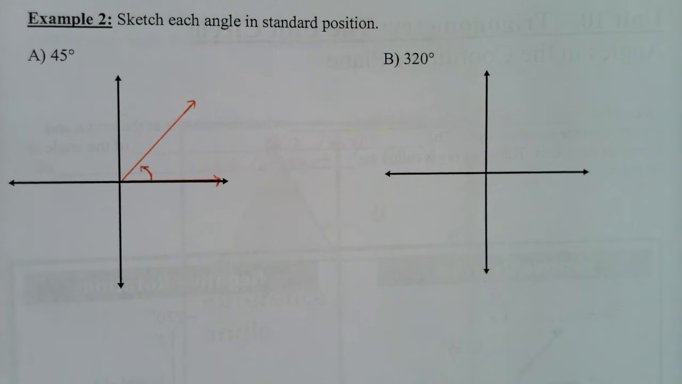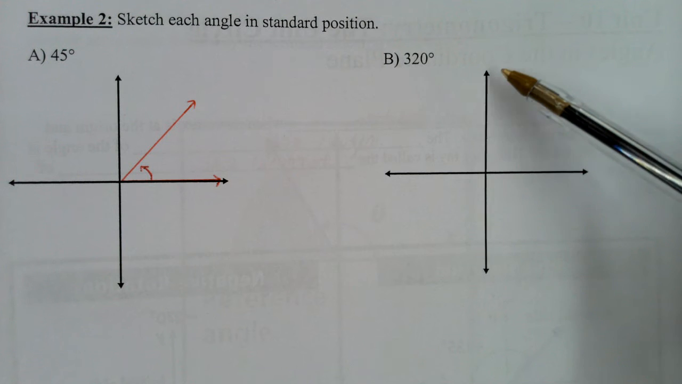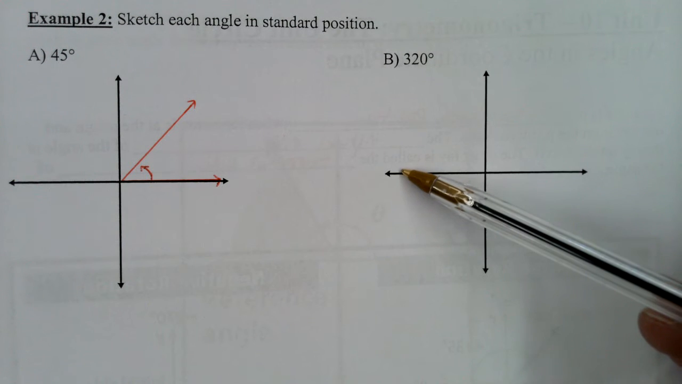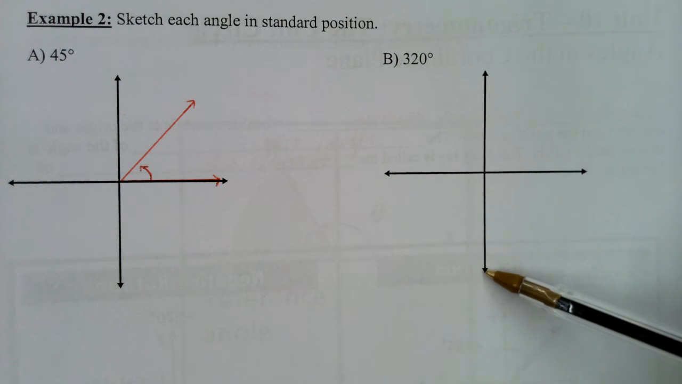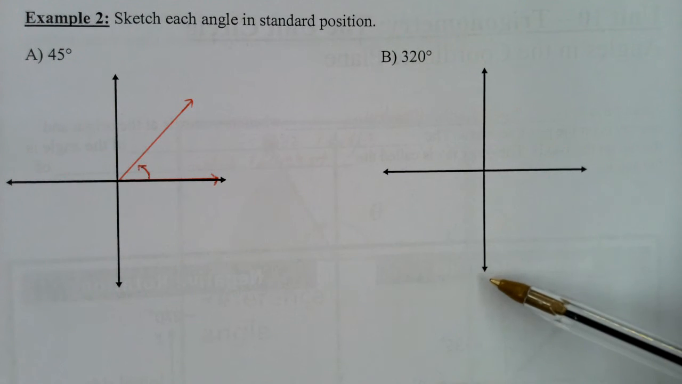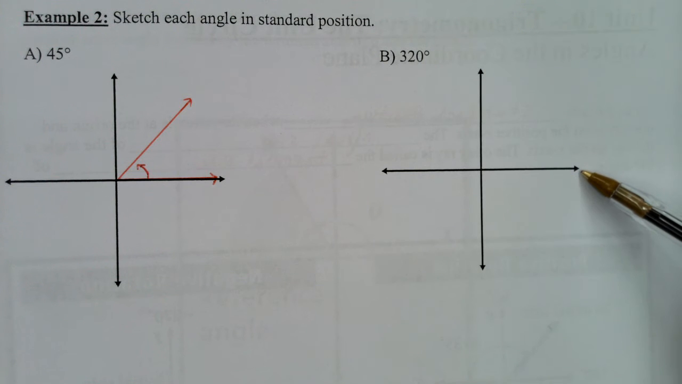Example 2B, sketch a 320-degree angle. Okay, so think about it like this. If this is 0 degrees, that's going to be 90 degrees. Think back to the first lesson. That's 180 degrees. That's 270 degrees. And when you get back here, it's 360. Okay, so it's somewhere between 270 and 360.